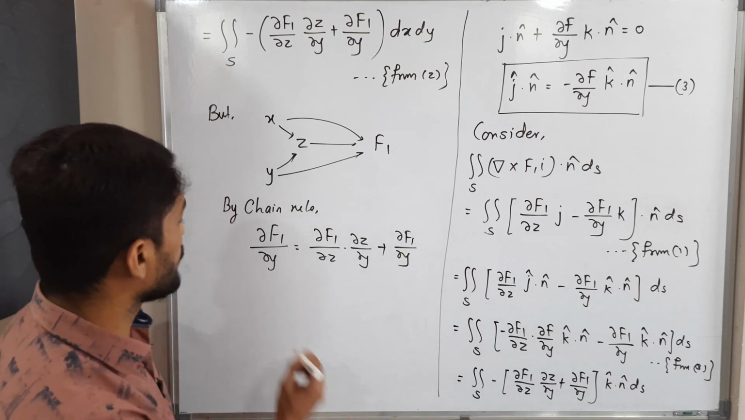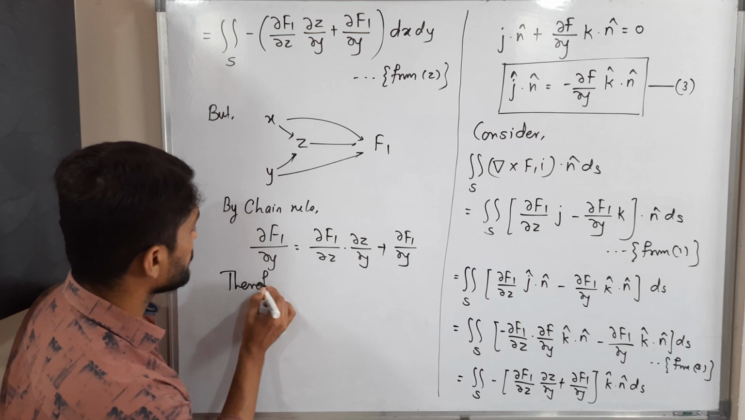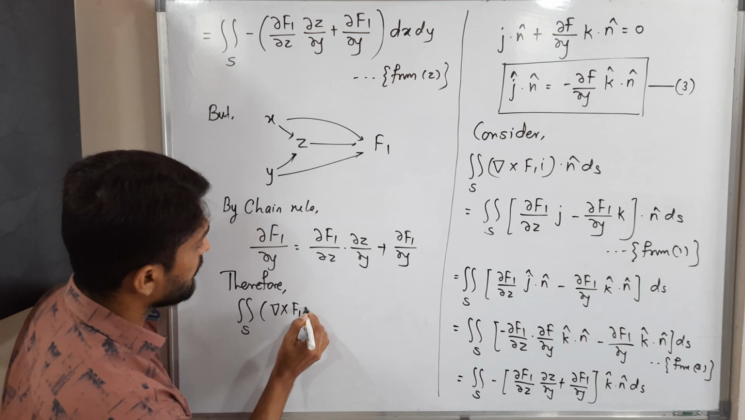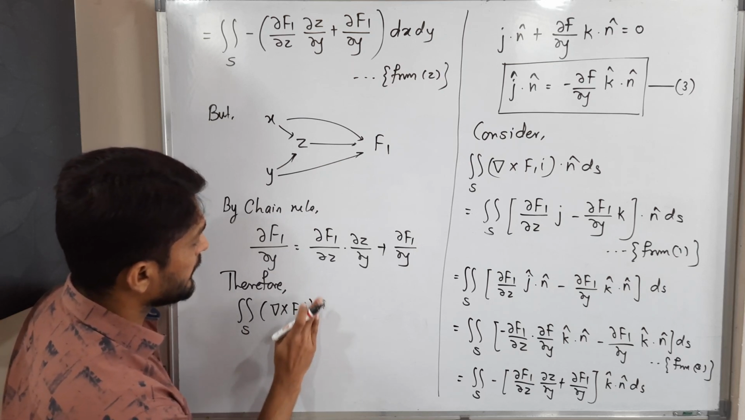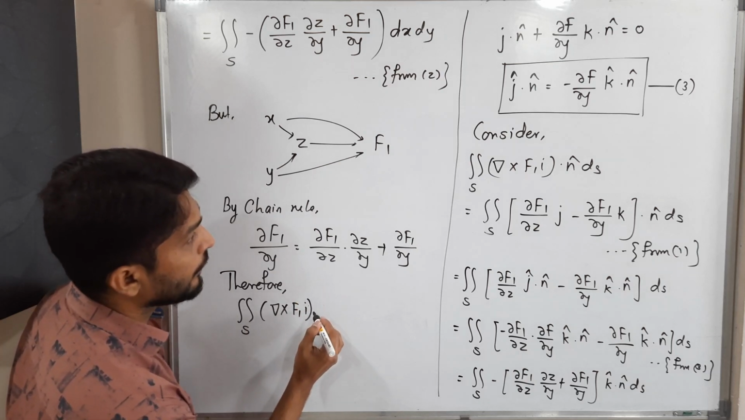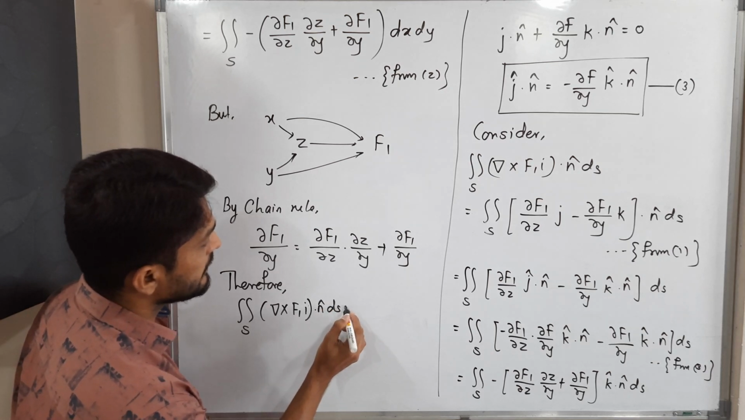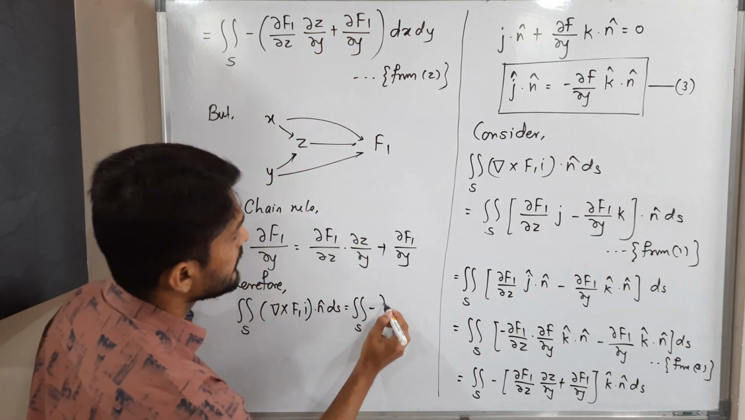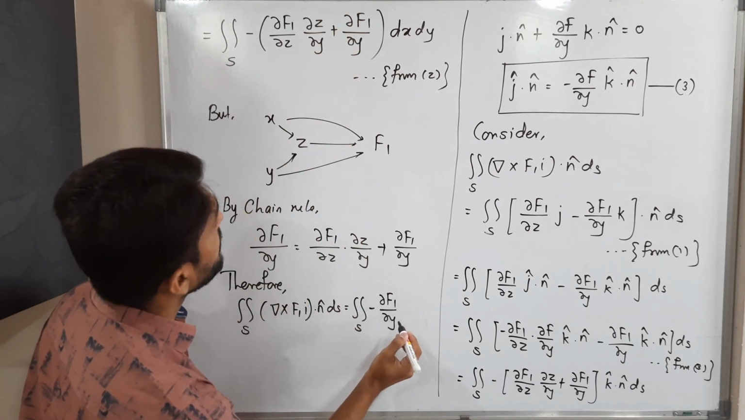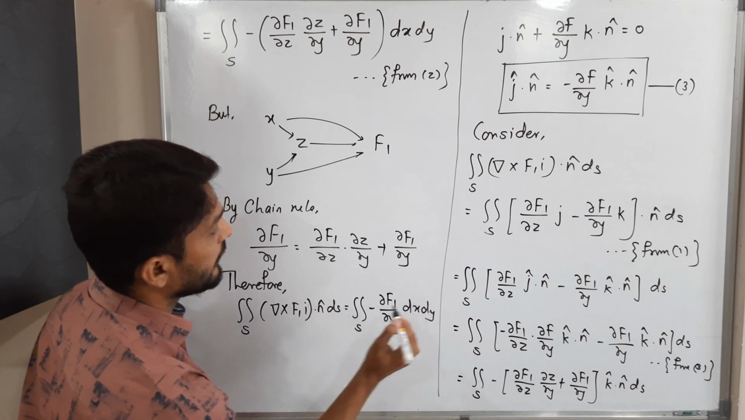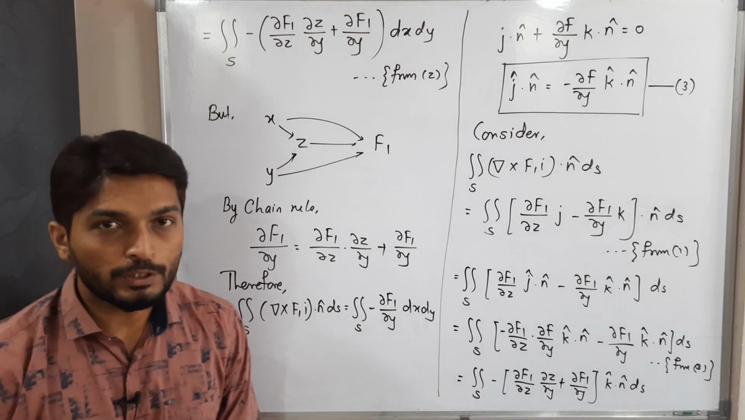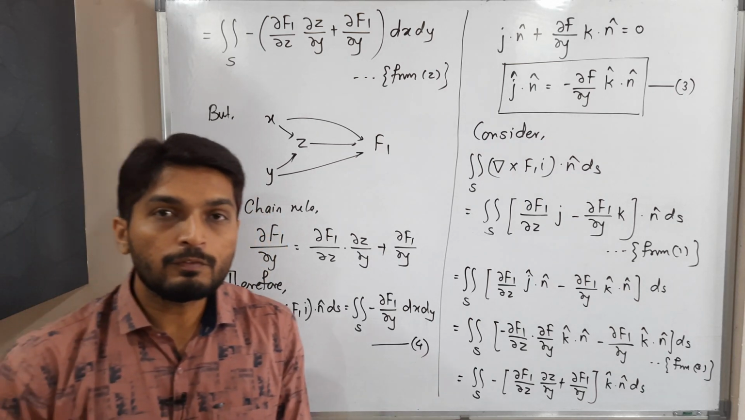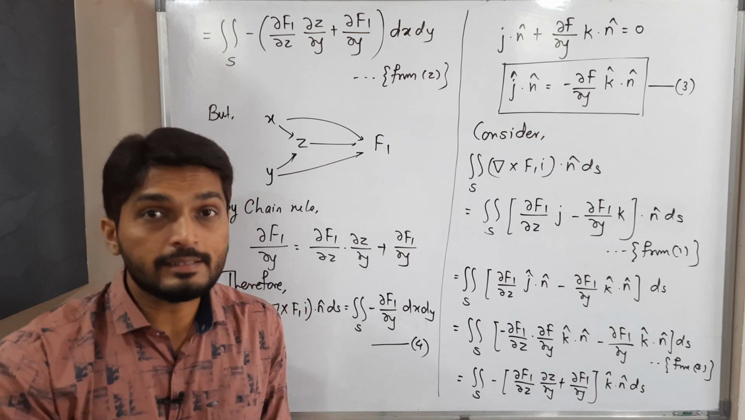So let me write, therefore, double integration over S of (∇ × f1 i) dot n cap dS is equal to double integration over S, minus sign is there, the value of this bracket is ∂f1/∂y, dx dy. So this is a very important thing we have got. Let me call it equation number 4. Here we have completely worked on the right hand side, the surface integral.